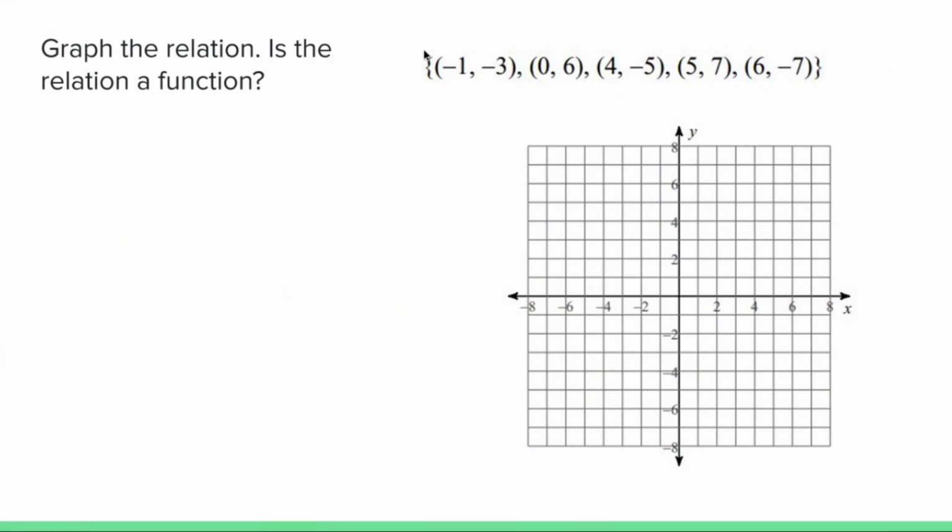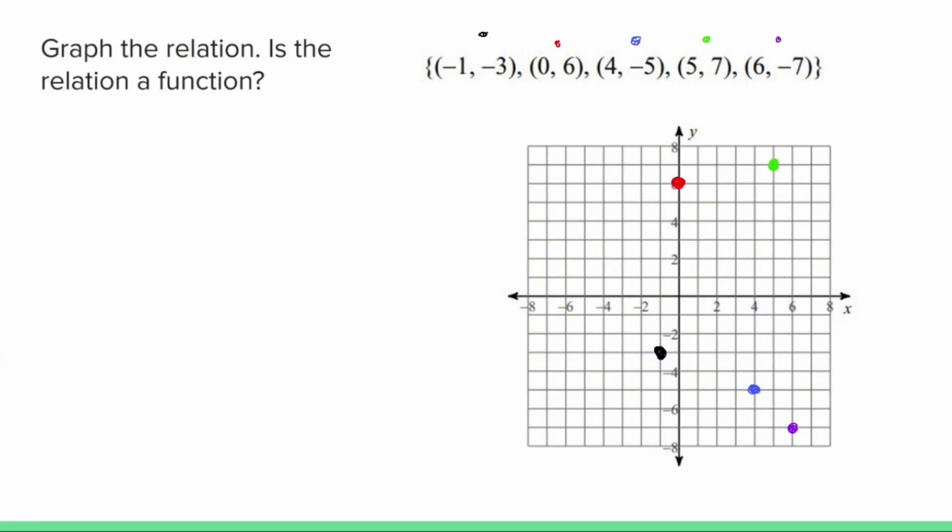Graph the relation. Is the relation a function? So we have 1, 2, 3, 4, 5 dots. You are -1, -3. You will live right there. You are 0, 6. You live right there. You are 4, -5. So that's right 4, down 5. You live right there. You are 5, 7, so that's right 5, up 7, so you live right there. And 6, -7 is going to live at 6, -7, bada bing.